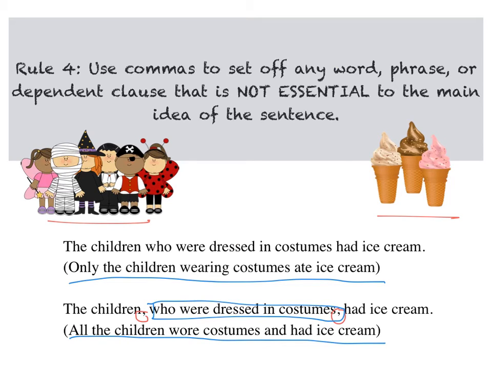Okay? Now, we can actually simplify this because those two commas break the sentence up and actually mean that you could take that whole center section, this section right here, and remove it. And you would just have the sentence, the children had ice cream. So, in other words, all of the children had ice cream. Does that make sense?